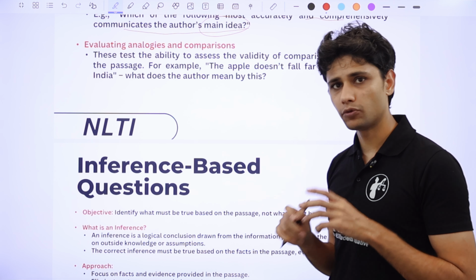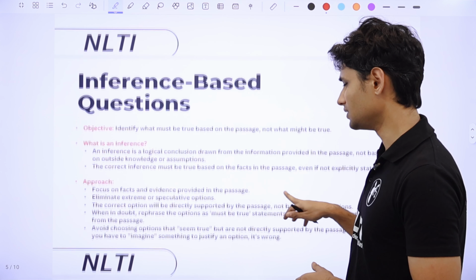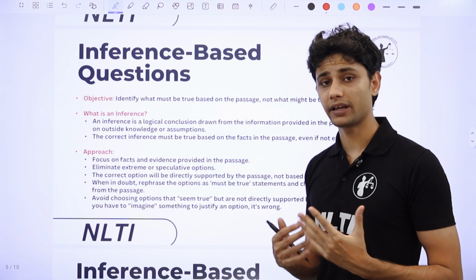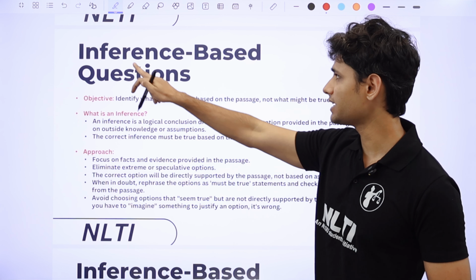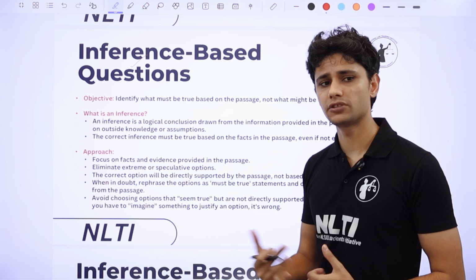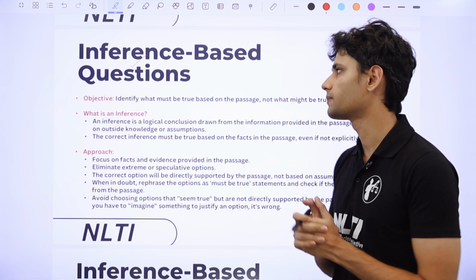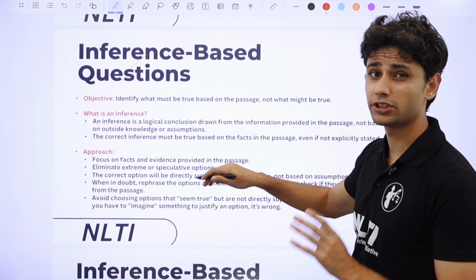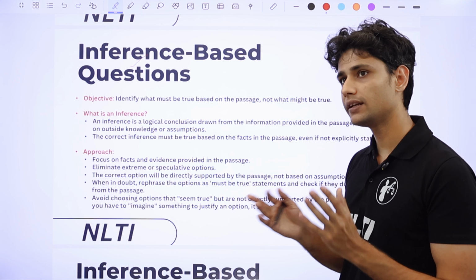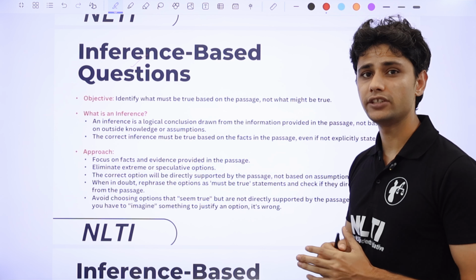Now let's move on to the more important bit of the session, which is how to discuss, and I'll take 3 very frequently recurring questions in the paper. The first is inference-based questions. After that, I'll discuss assumption-based questions, and in the end, I'll discuss strengthening and weakening type of questions. So let's start with inference-based questions. Very important, and they come in quite a large chunk in the paper and also carry a lot of weightage marks-wise.